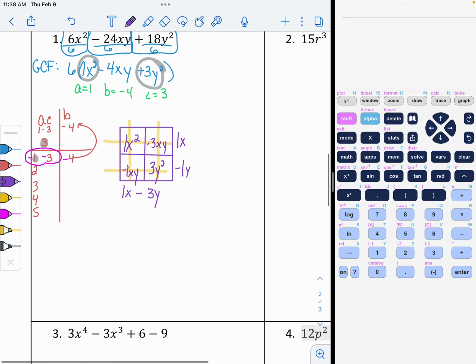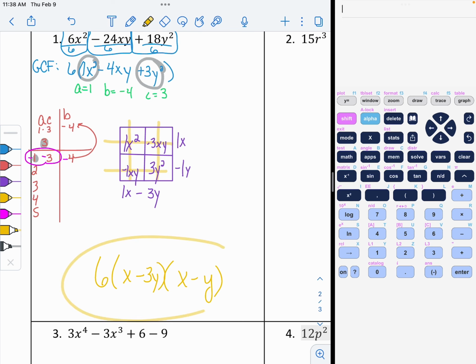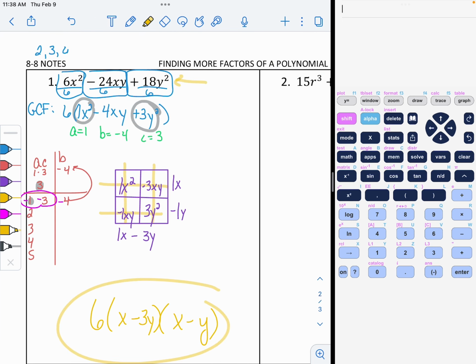So my final answer is going to be my GCF of 6, my first binomial 1x minus 3y, and my second binomial 1x minus 1y. Please remember the state testing will not have the 1s as their coefficients. So these are my 3 factors of my original polynomial.